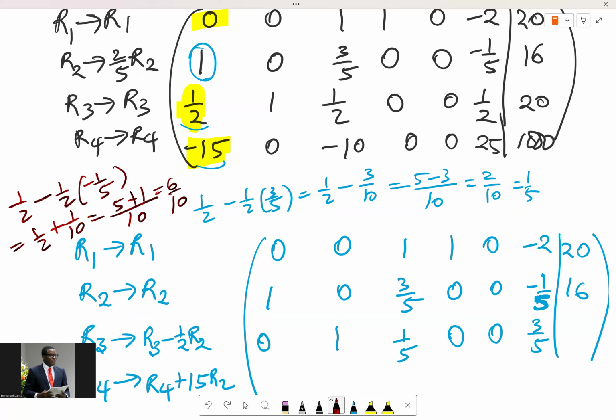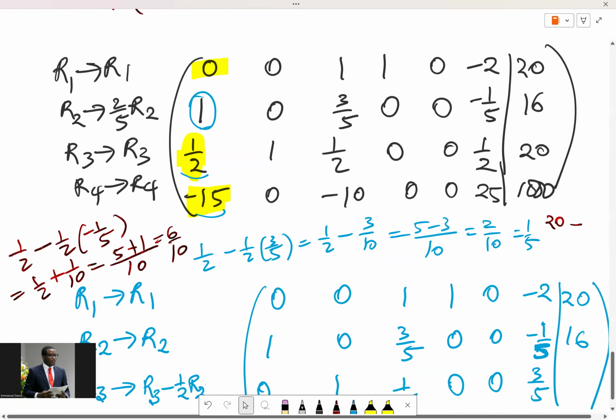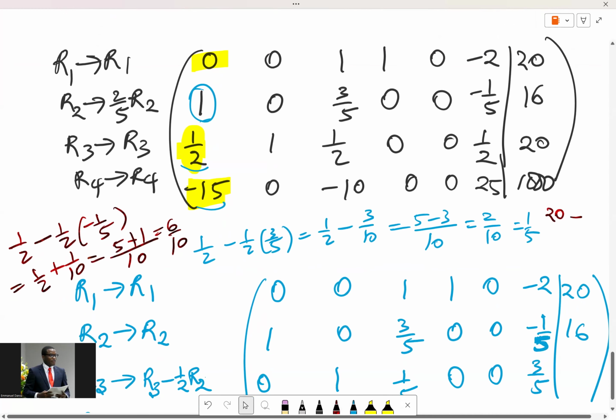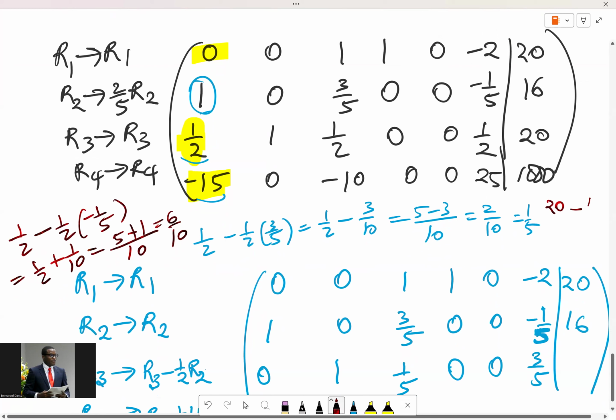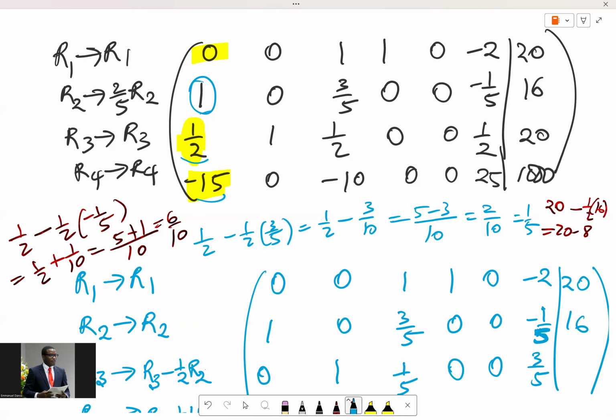That's 20. R3 minus half times R2. Okay, 20 minus half times R2. R2 is 16. That's 20 minus 8, and the answer is 12. So this place is 12.